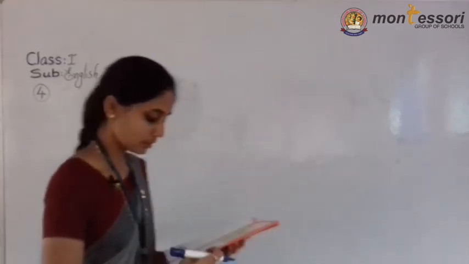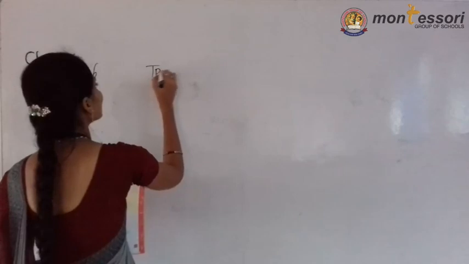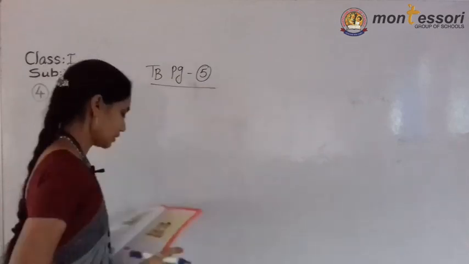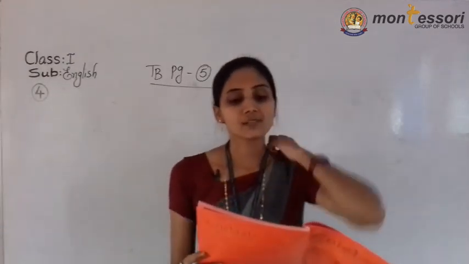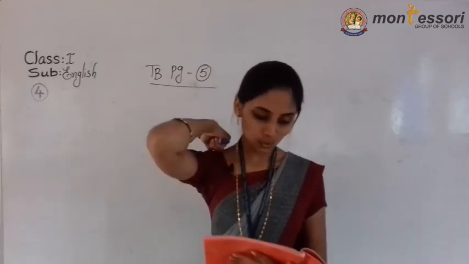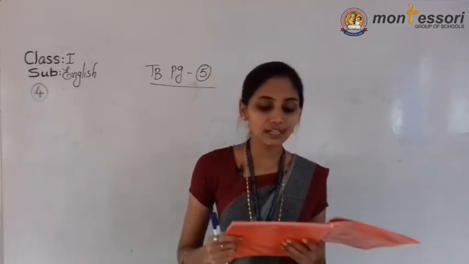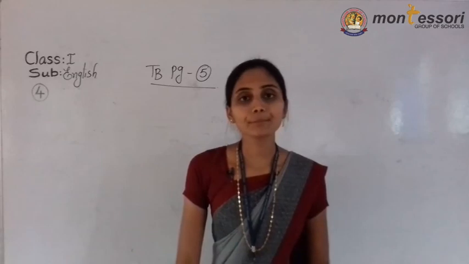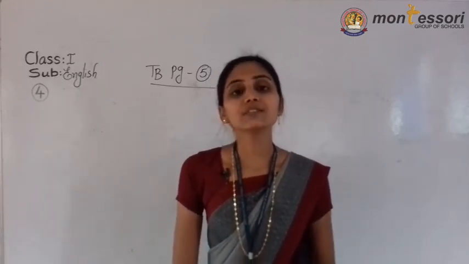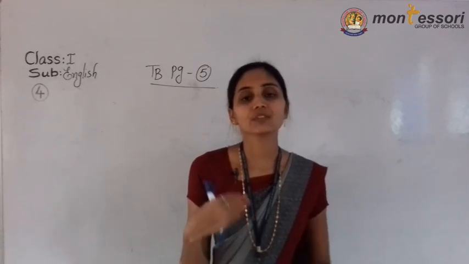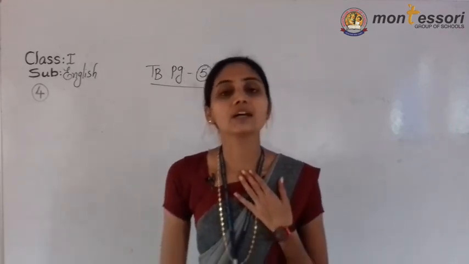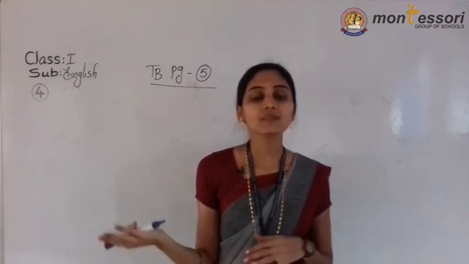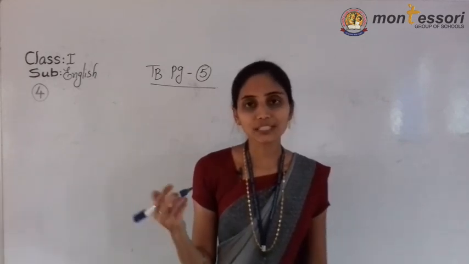Now, textbook page number 5. Read these sentences. I am Max. I am 5 years old. You are Alka. You are 5 years old. When we have to use I am? When we are talking about ourselves. Next, we use you when we are talking about someone else. For example, you are beautiful.